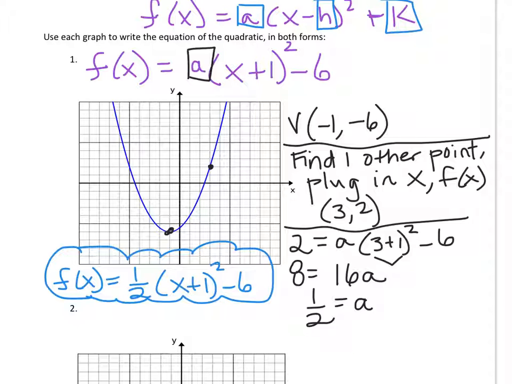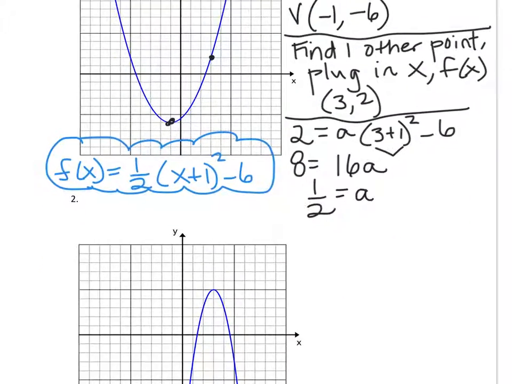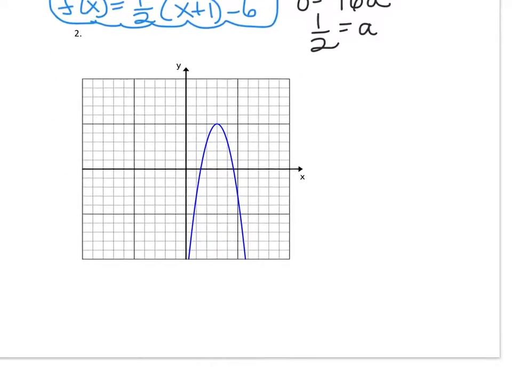I don't have any room on here, so rather than mess this all up, I'm just going to leave it in vertex form. If I have time and room on the one below, I'll do it there. So let's try one more. Let's try this one down here that we've got a graph of.